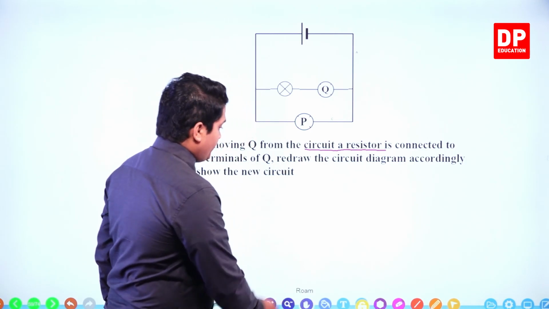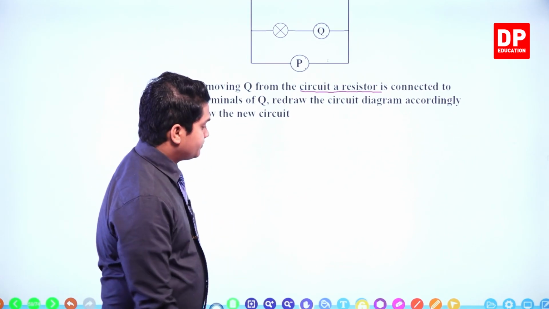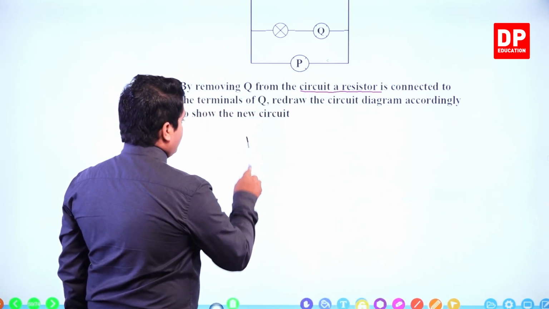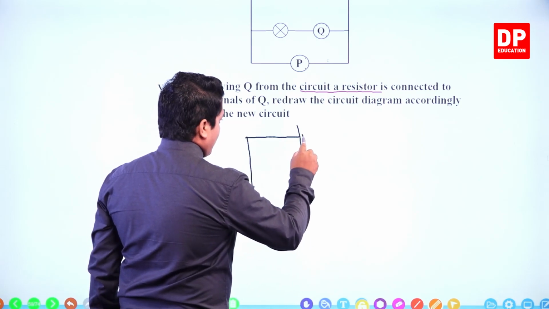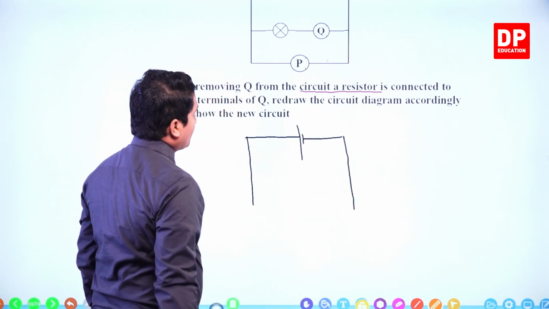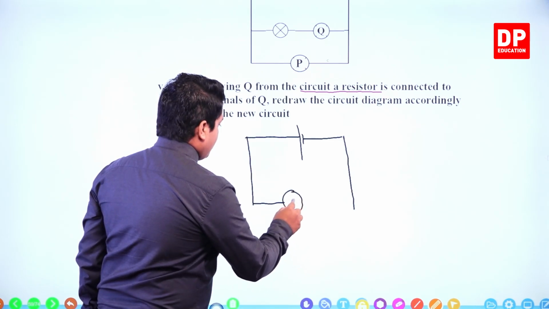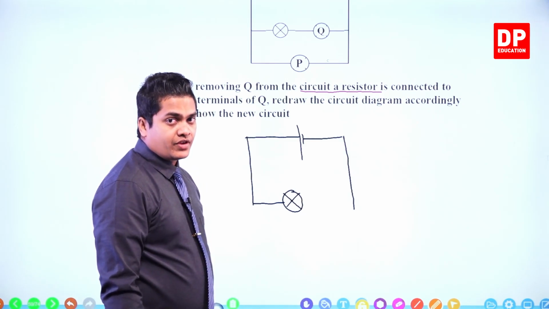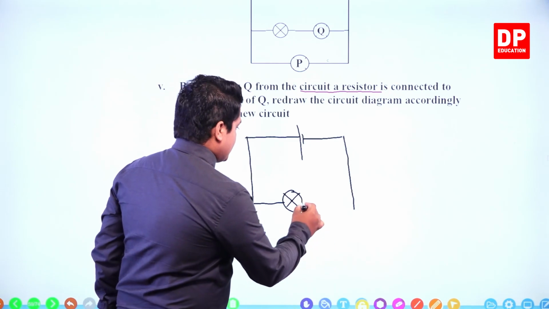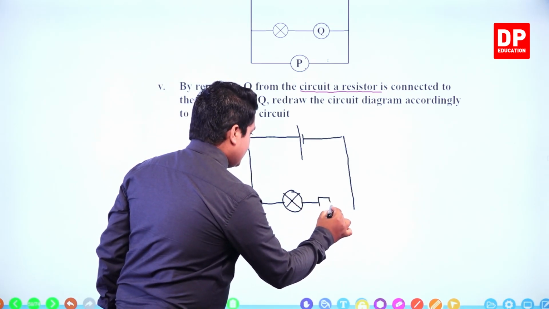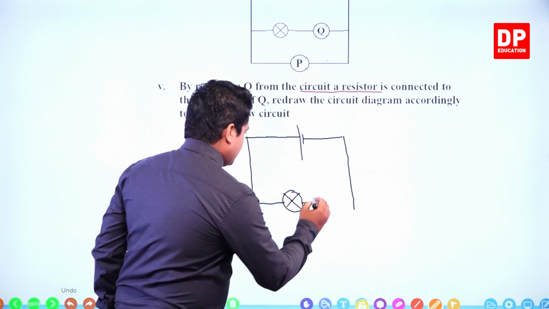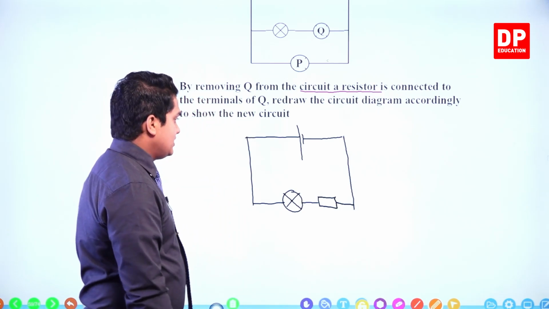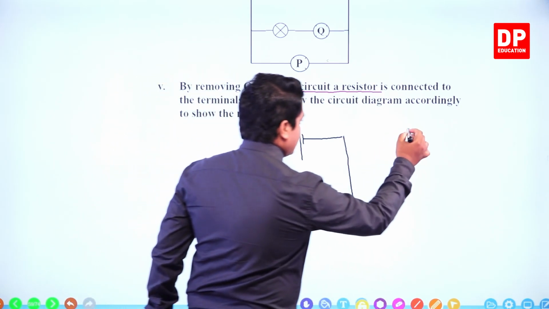Right. So take the slide somewhat up. This is my new circuit diagram. First of all, the dry cell. Then the bulb. So Q is going to be removed. Instead of Q, I am going to use a resistor. So the symbol for a resistor is like this. This is the symbol for a resistor. Or else you can use this symbol. I'll draw a separate figure here.